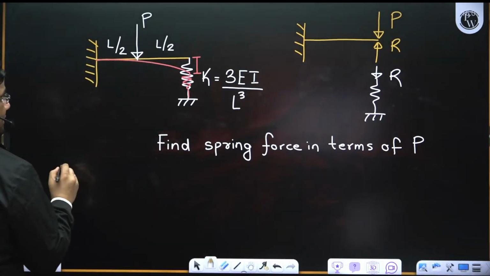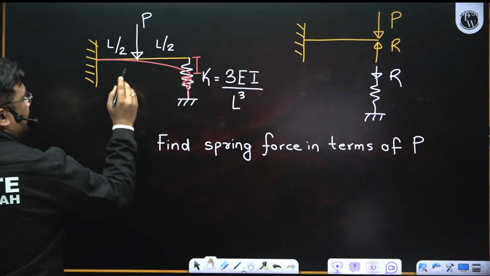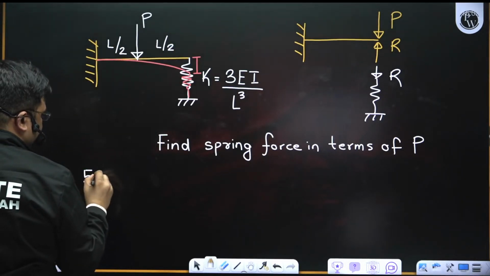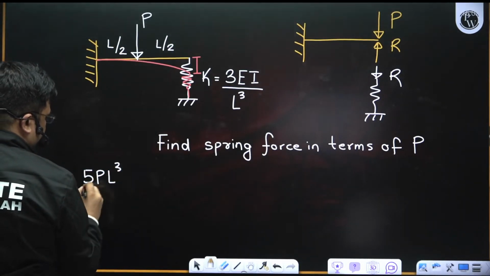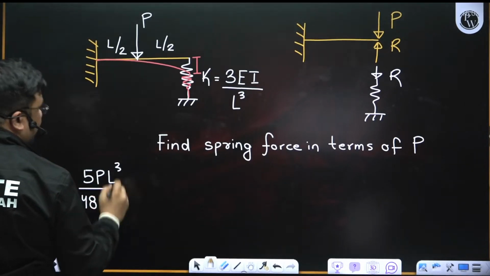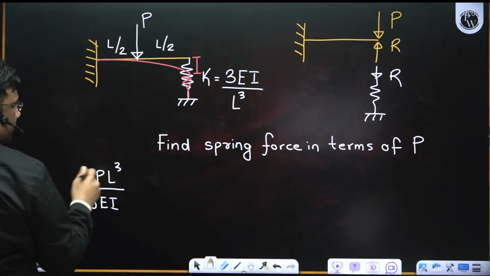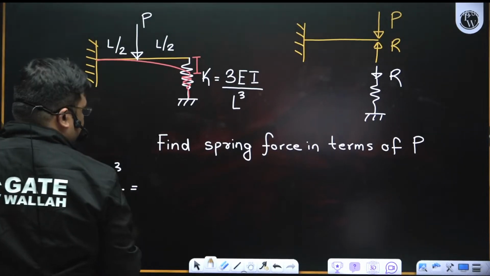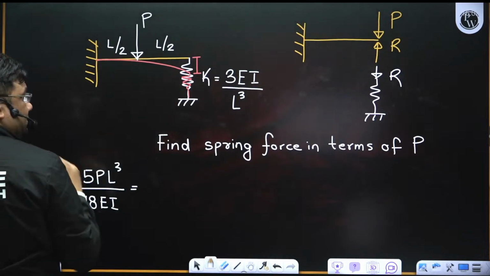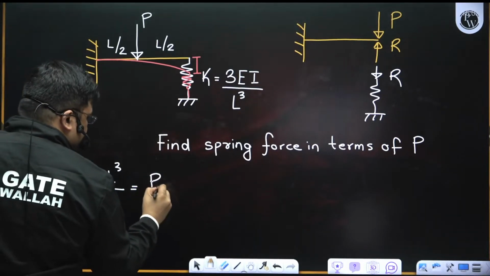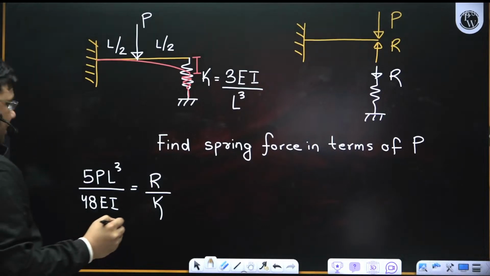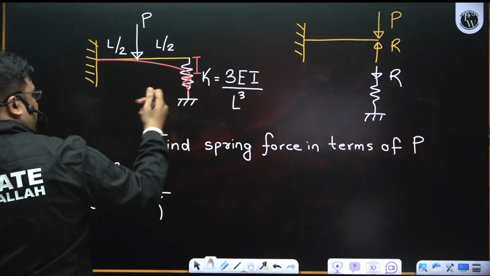So here I can say deflection due to beam. This deflection due to this load we have found out, it is 5PL cube by 48EI, at the free end due to the load acting at center. So this becomes equal to the deformation or compression of spring. The compression of spring is simply R by K. So deflection of beam is equal to compression of spring.